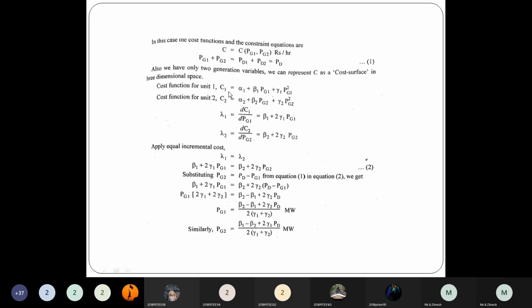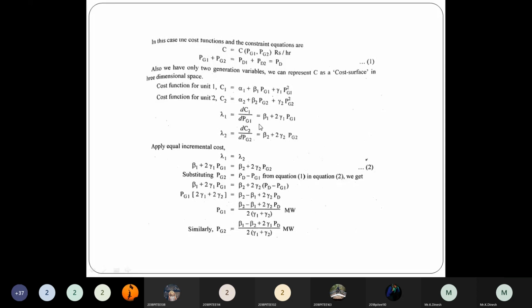So for generation 1, the cost function is C1, and they said it is a quadratic function: alpha 1 plus beta 1 Pg1 plus gamma 1 Pg1 square. Likewise for unit number 2, C2 equals alpha 2 plus beta 2 Pg2 plus gamma 2 Pg2 square. So now we need lambda 1 and lambda 2 from your cost function. You have to differentiate.